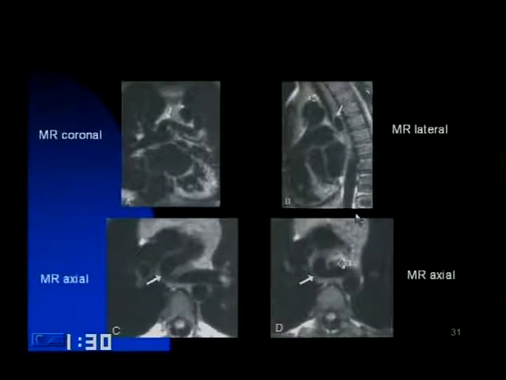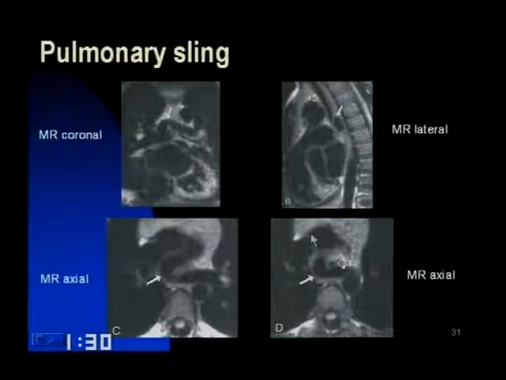For MRIs, MR coronal, the right pulmonary artery giving off the left. In this case, here's the left pulmonary artery coming behind the trachea and compressing it. Here's the beginning of the left pulmonary artery coming from the right. And in this case, we can see the right pulmonary artery giving off the left and causing marked compression of the trachea. And this is the pulmonary sling.